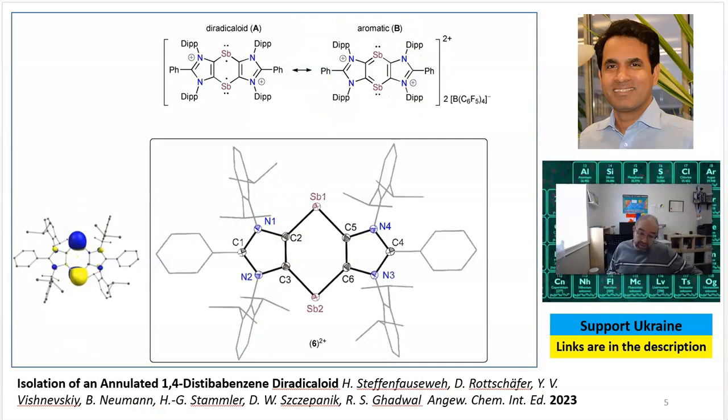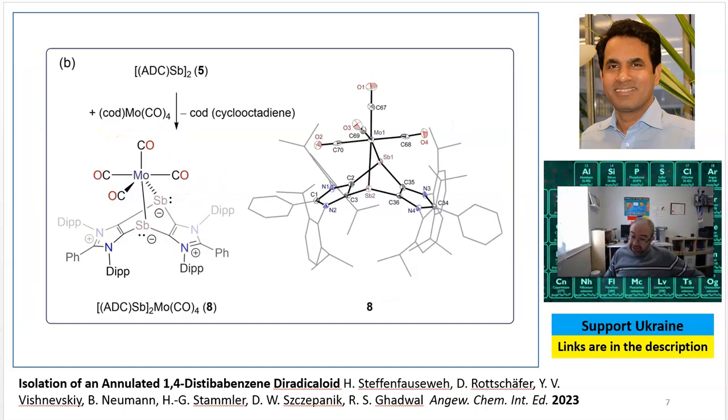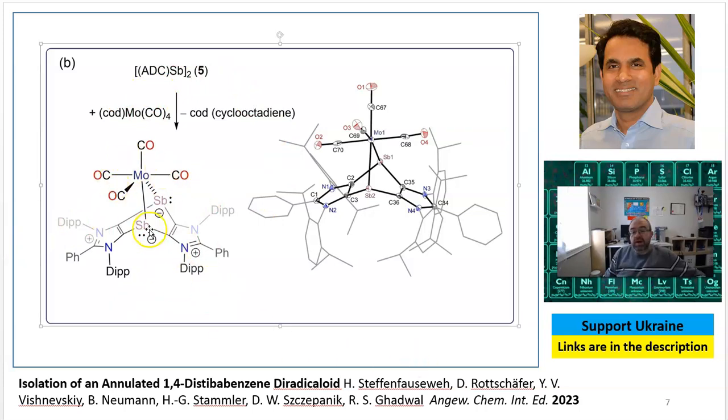Another interesting thing about this molecule is its reactivity. So with disulfide or diselenide, it reacts like a biradical. So selenium or sulfur adds on each of the antimony atoms from this compound, and that's a typical radical reaction. And the second reaction is even more interesting because it features a transition metal, molybdenum, and again it reacts as a diradical. A conclusion from this paper: if you want to get a really unusual benzene structure, you need to consider making a biradical, and then you'll have two unusual structures in resonance.